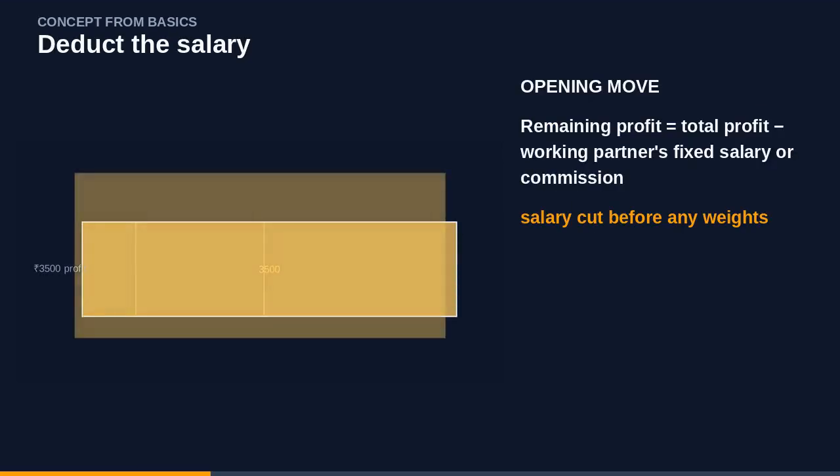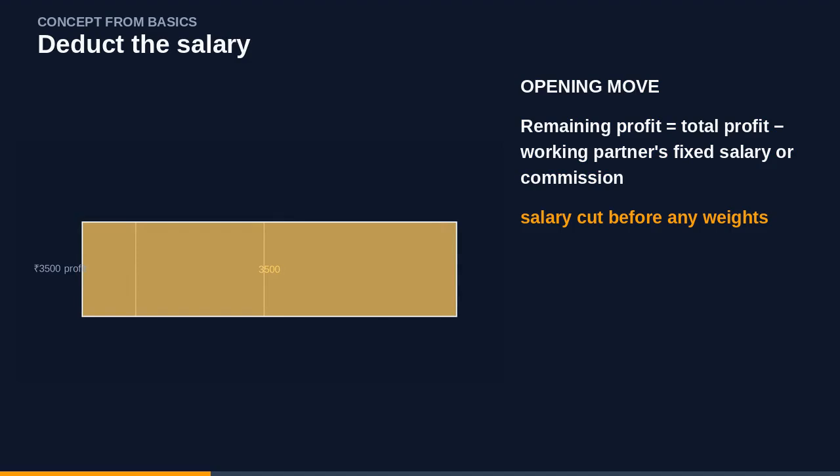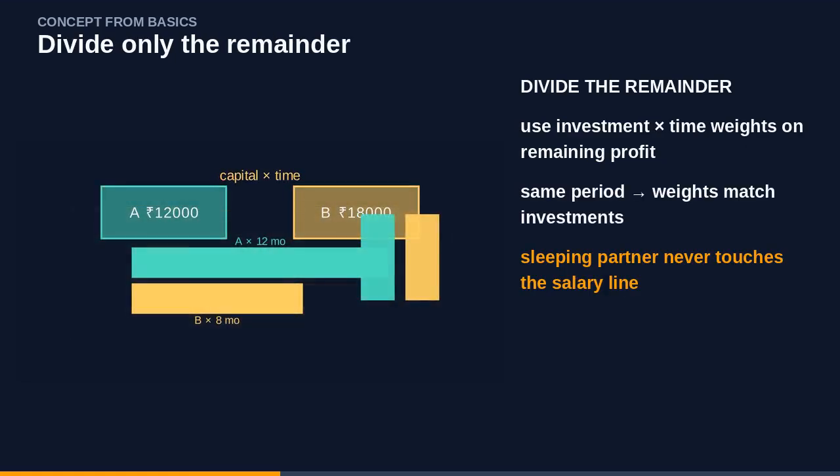Opening move. Remaining profit equals total profit minus the working partner's fixed salary or commission. Only after that cut do the investment time weights get permission to run. Now divide what is left, not the original pot, by the investment times time weights. When both partners stay the same period, those weights match the investment amounts. The sleeping partner's entire receipt comes from this remainder. The working partner's pool part does too.